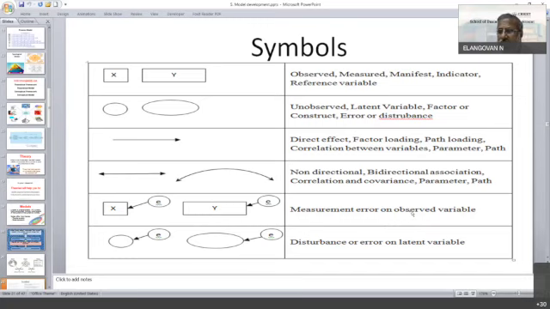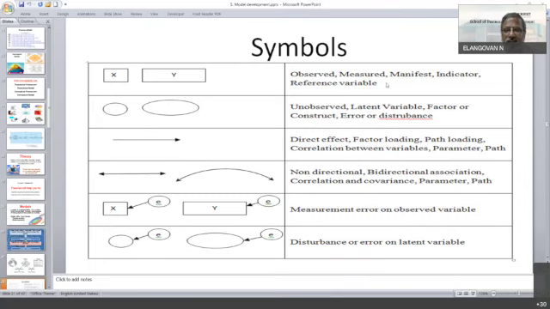Measurement error is always on the measured variable or the observed variable. So whatever we draw on a measured variable is the measurement error. Please understand that. At the same time, whenever I am drawing an error on a latent variable, this is called a disturbance or a regression error. So I will just illustrate this.